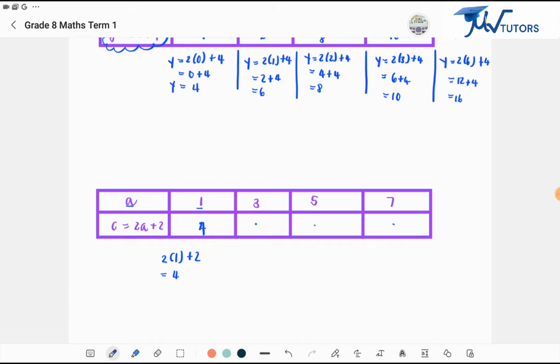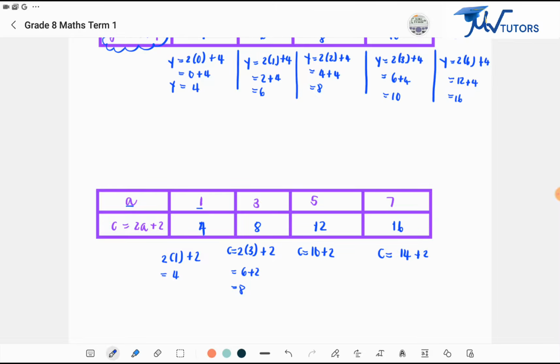So this one, I'm going to go quicker on this. Now 2 times 3 plus 2, that will give me the value of C, right? So I have 6 plus 2, it's 8. And then 2 times 5 is 10, plus 2 is 12. Okay, and then what is the value of C when we have A as 7? So 2 times 7 is 14, plus 2, I have 16. Okay, and that's basically how we use tables.